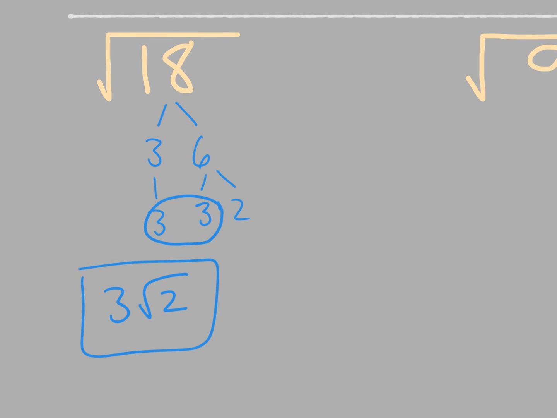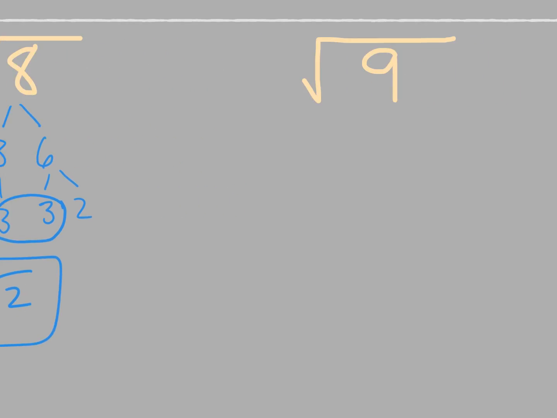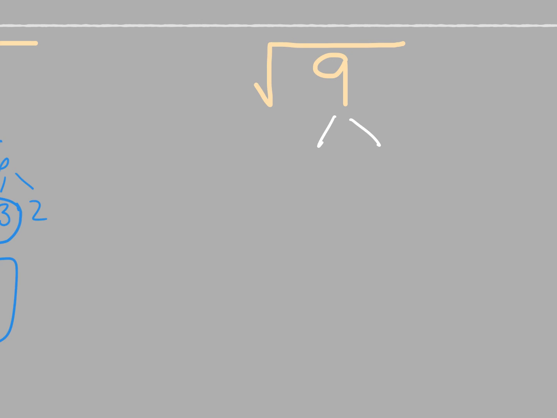Ready for the next one? All right, 9. What are 2 factors of 9? 3 and 3. What do I do next? Circle the 3s, and what comes out? Anything left on the inside? Nope. So our answer is just 3.